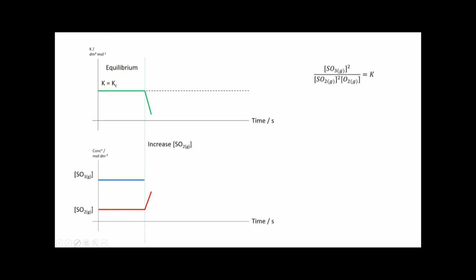I'm going to raise the concentration of SO2. Now at this point, you can see that the K value, if I put my Kc expression and put the numbers in, I will not get Kc at the moment because I've got a lot more SO2 than I should have. And that means that the bottom half of the fraction is going to be larger, which means that the K value is going to be less than Kc.